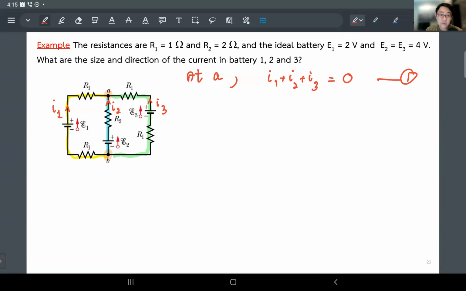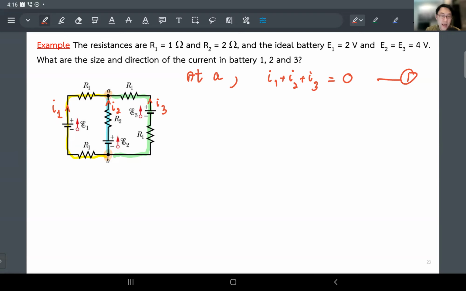So now that's done for the junction rule. If you notice, if you try to apply the junction rule at junction B, you get exactly the same equation, because at B all of these currents, I1, I2, and I3, are pointing outward. So you get the same equation, I1 plus I2 plus I3 equal to 0. No big deal, okay?